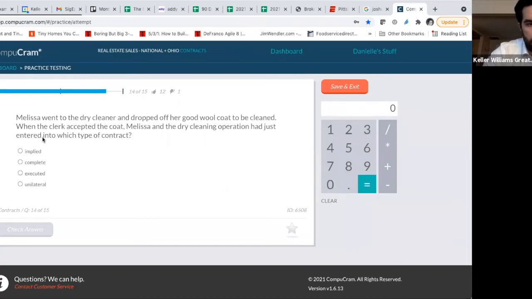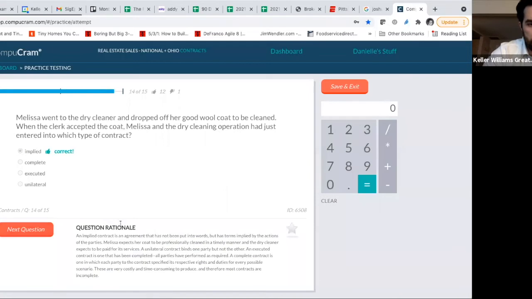All right, the A's are filling up the chat box, and that's going to be right. This is an implied contract. When you drop a coat off to a dry cleaner, it is implied that that dry cleaner is going to clean it and you are going to pay it. In real estate, there are very few, if any, implied contracts. Get it in writing.